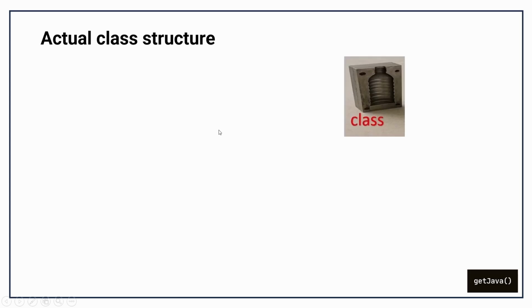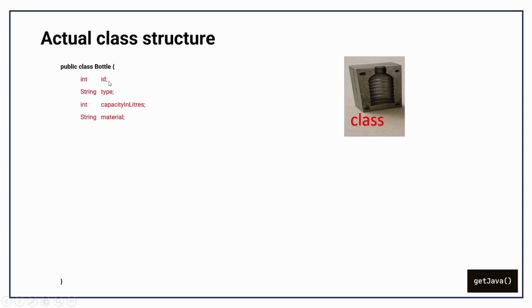So let's see the actual class structure. We will take the same example of bottle die and we will try to create a class for this. So how to create a class we have already seen in all our previous videos. We have to write public class Bottle. Bottle is the name of the class. Now we need to define its variables. So variables are nothing but used to store data. So here we can see there are four variables.